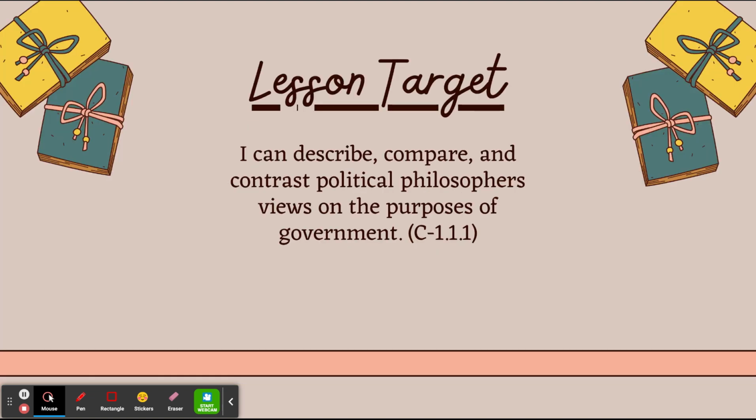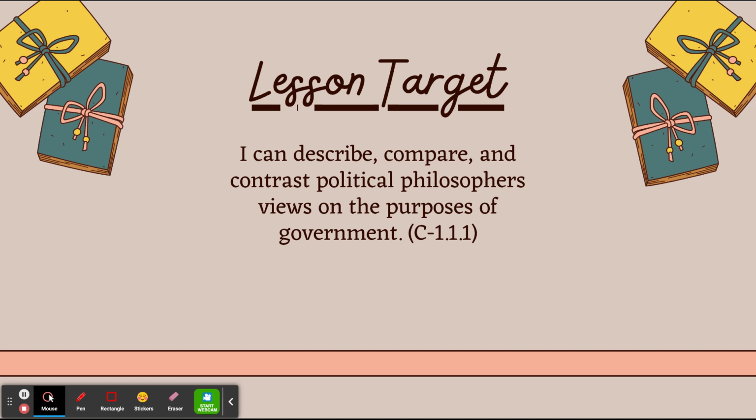So the learning target for this lesson is I can describe, compare, and contrast political philosophers' views on the purposes of government. The first 3 lessons of the marking period, we are going to be focusing on looking at why governments exist and different types of government that are out there. Then we get into the specifics of the United States.